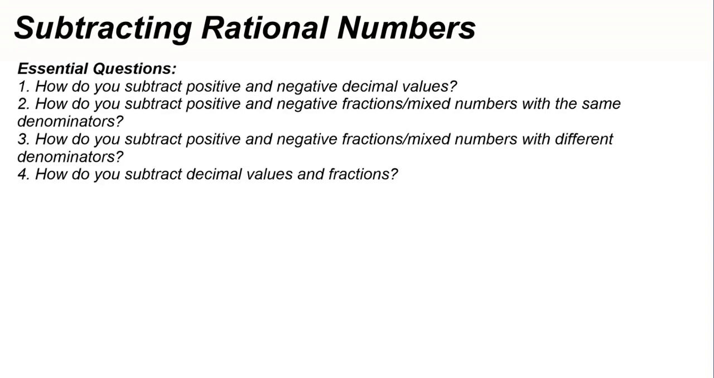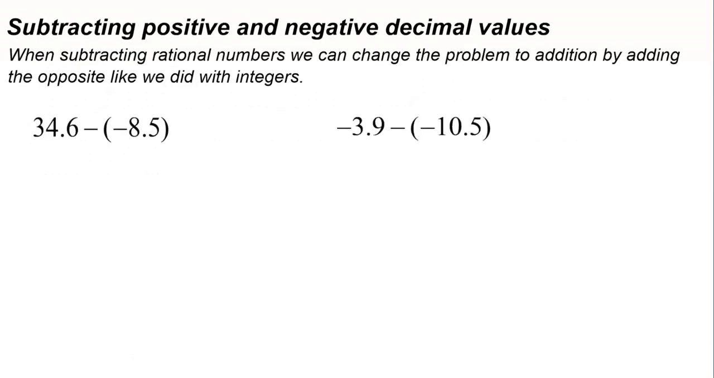Again, we're going to be applying the rules we learned from integers when it comes to subtracting rational numbers, except now we have fractions and decimals to deal with. When you're subtracting positive and negative decimal values, we can change the problem to addition by adding the opposite, like we did with integers. That will usually make our problem much easier to compute.